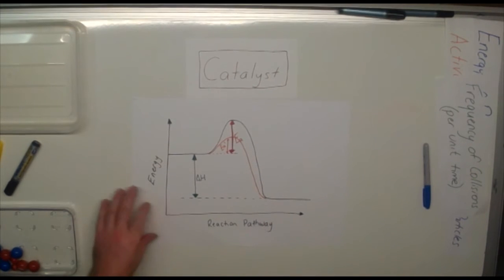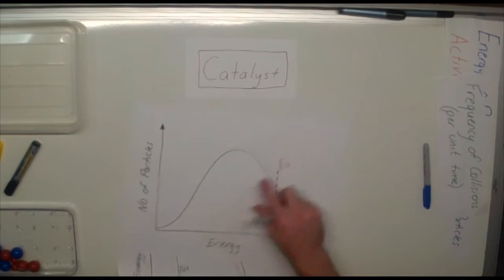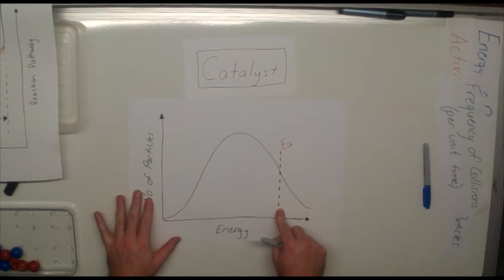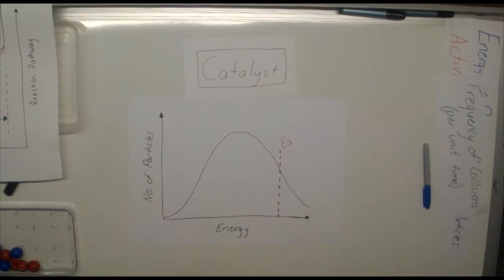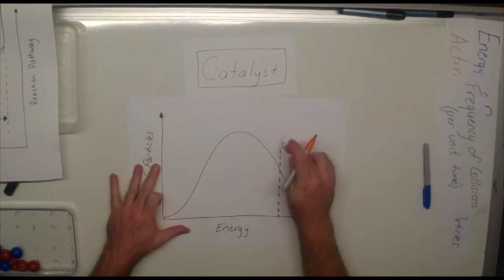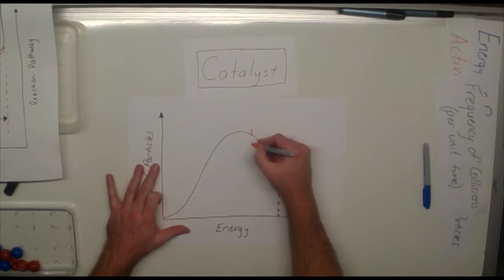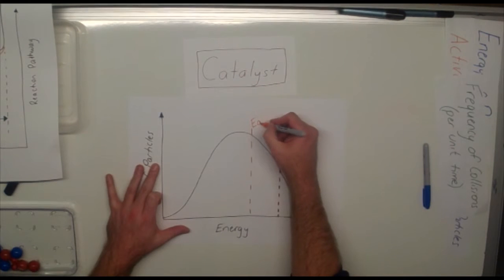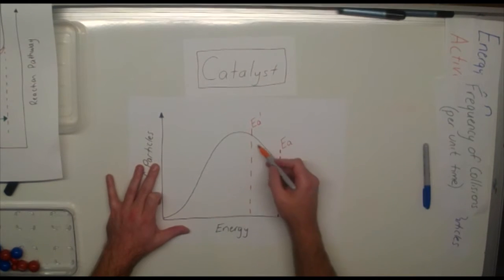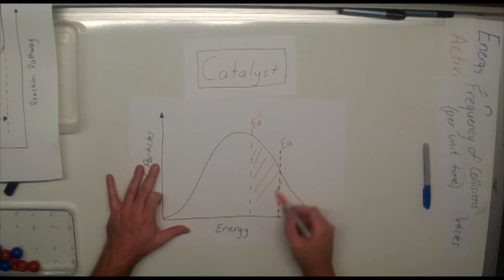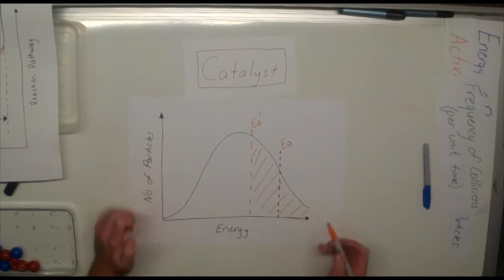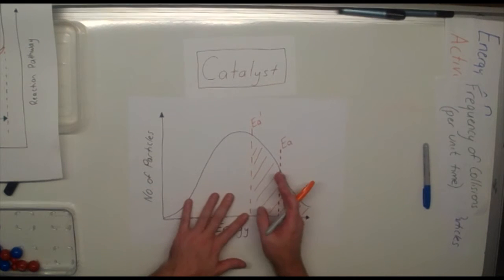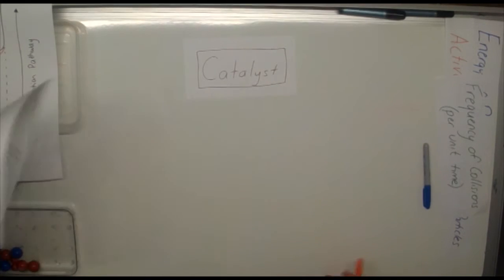We can also show that by using an energy distribution graph. Here's our distribution of particles, here's our activation energy. What happens when we bring a catalyst in is we actually lower the activation energy. So instead of being here, it comes lower down to here. Here's our new activation energy. And now what we can see is we've got all these particles here which have the minimum energy required to react. So it doesn't change the energy of the particles, but what it does do is lower the activation energy.